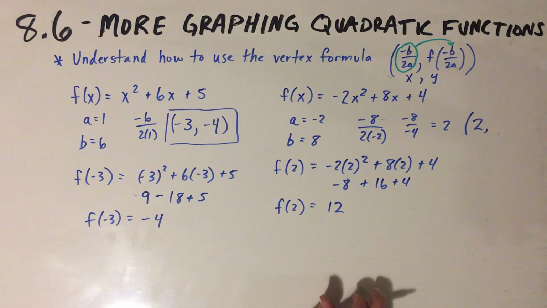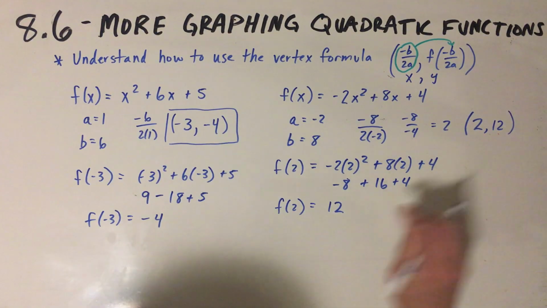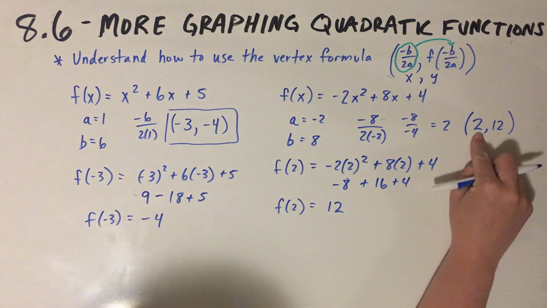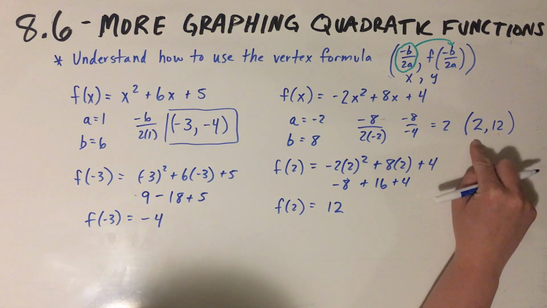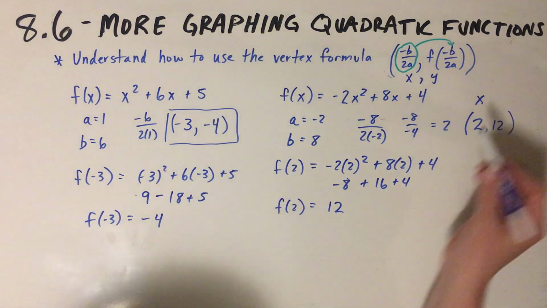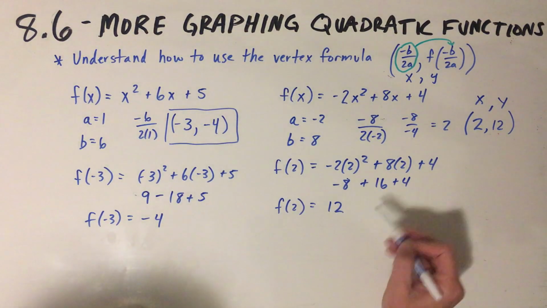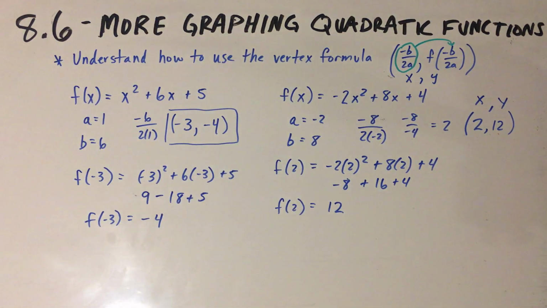So we get the vertex 2 and 12. How we get this 12 is, once we've found the value for x, I'm going to say, well, when I substitute x, what is y? Because this is a function, I can just plug it in and spit that value out. So there we go. This is how to use the vertex formula.